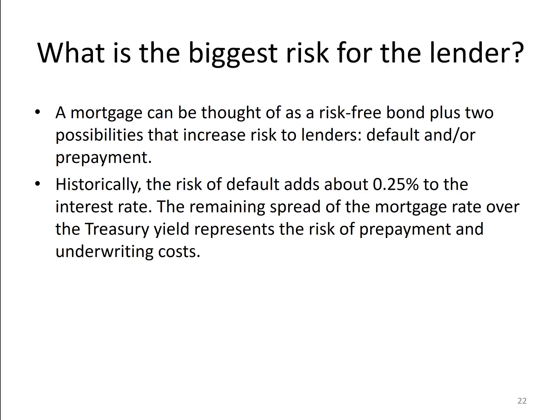A mortgage can be thought of as a risk-free bond plus two possibilities which increase risk to the lender: default risk or prepayment risk. Historically, the risk of default adds about 0.25% to the interest rate. The remaining spread of the mortgage rate over the treasury yield represents the risk of prepayment and the underwriting cost.